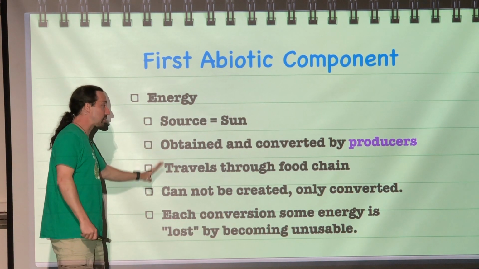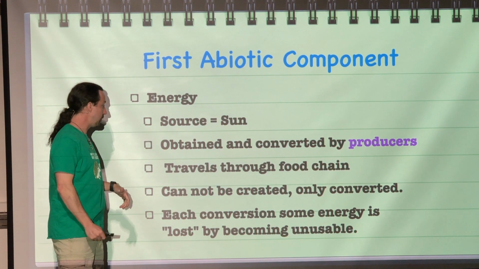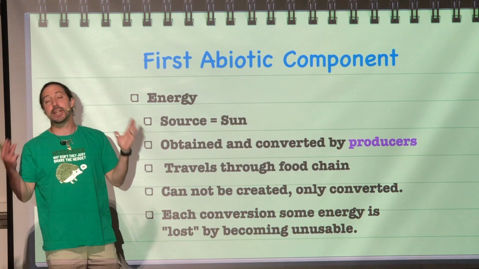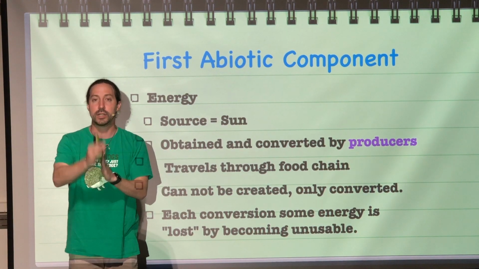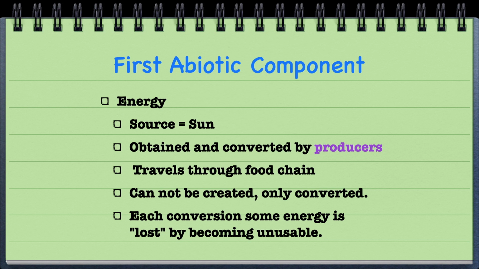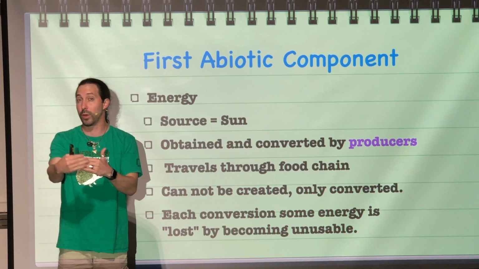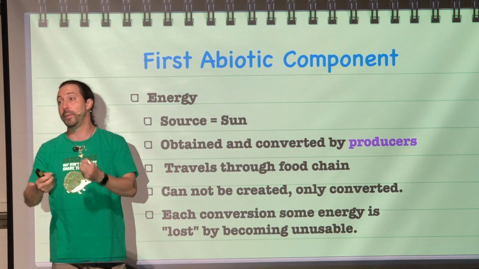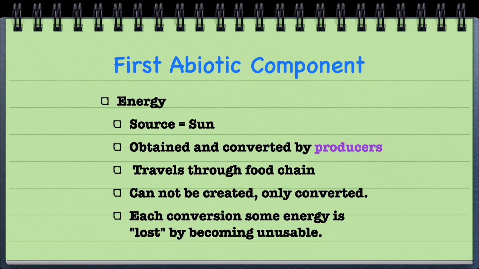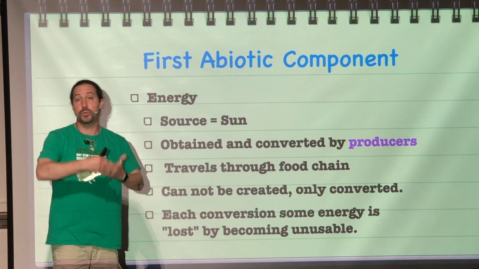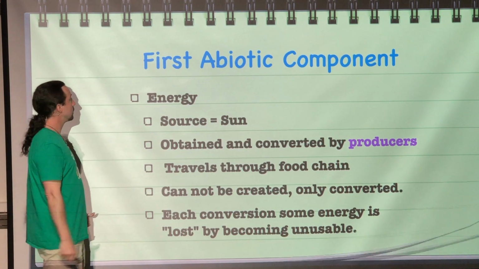It travels through the food chain by organisms eating, actually starting off with producers. Energy can't be created, it can't be destroyed, it can only travel in one direction. And each time that energy gets transferred from one organism to another organism, there is some energy that will be lost by becoming unusable, which is why we don't typically have food chains that are extremely long.